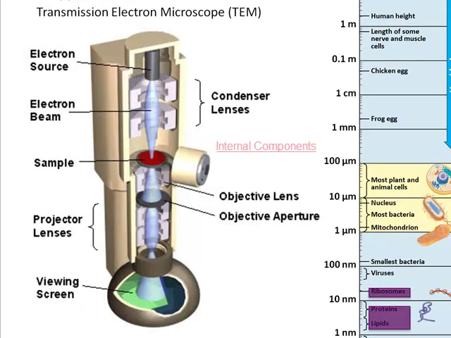Transmission electron microscopes are used to study internal components of cells. The electron beam is passed through a thin section of a specimen that's been stained with atoms of a heavy metal that only bind to certain structures within the cell. And again, the pattern of electrons that's transmitted through the cell is detected and translated by a device into an image.